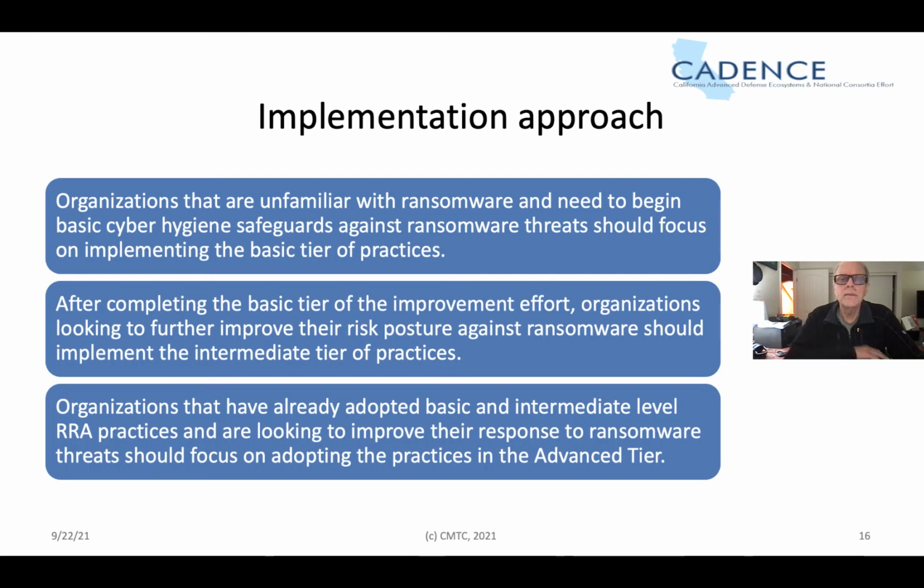As for the implementation approach for the RRA, many organizations are very unfamiliar with ransomware. Maybe they've heard about it in the news. The focus should be on implementing a basic tier process. Secondly, after completing the basic tier, there is a stepwise refinement path, which is also demonstrated in some of the reports. And third, organizations that have already adopted basic and intermediate level RRA practices can continue and move through the advanced tier.